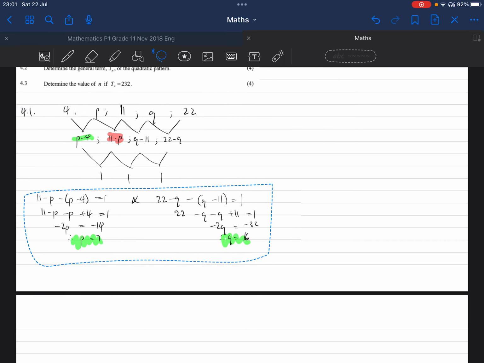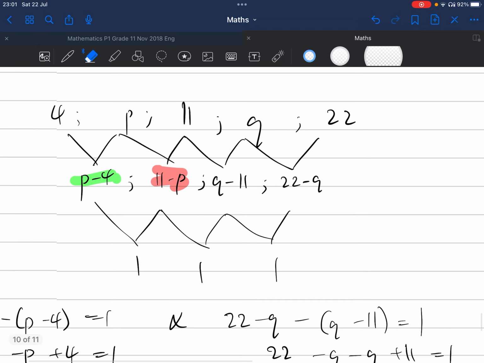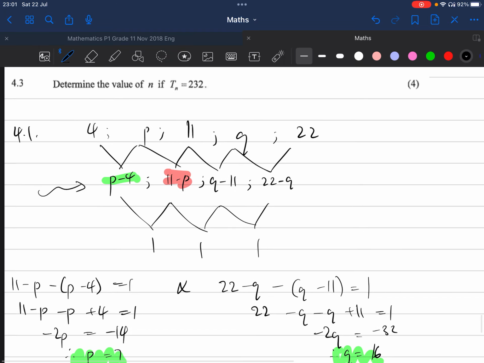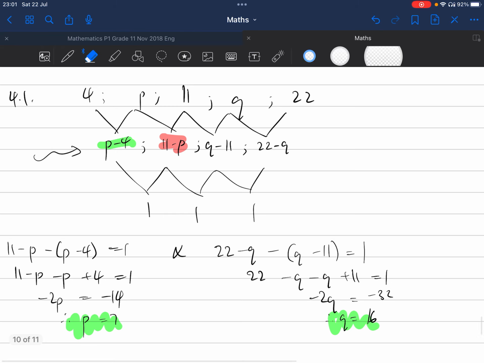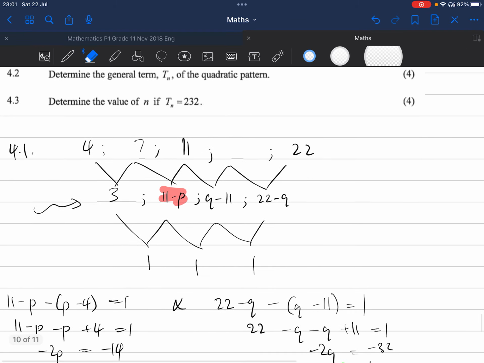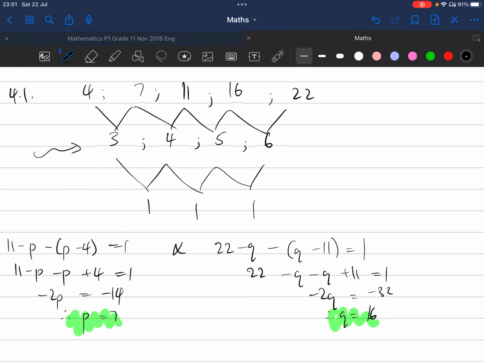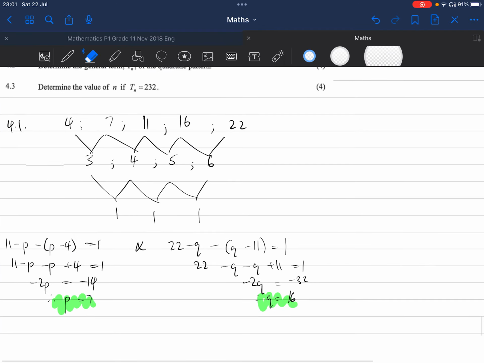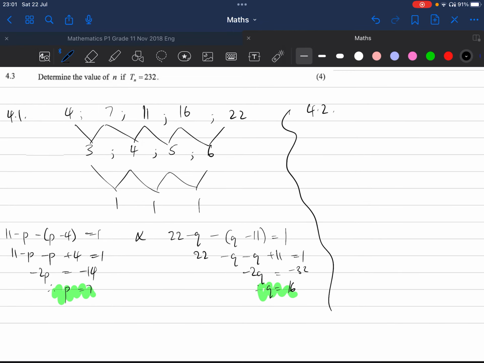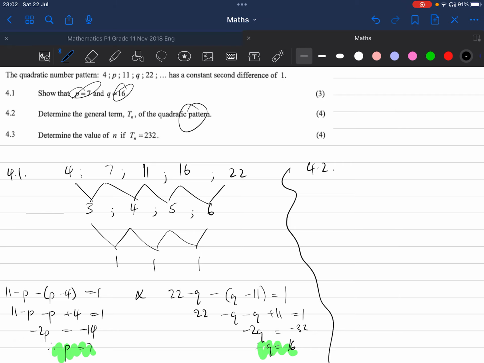So I'm just going to shift this over a bit, and I'm going to edit this so that we get actual numbers in here. In place of p, I'm going to say 7. So 7 minus 4 is 3. Here we had 7, and here we had 16. Then 11 minus 7 is 4, and then 16 minus 11 is 5, and then 22 minus 16 is 6. Now how do we find the Tn, the general term of the quadratic pattern?